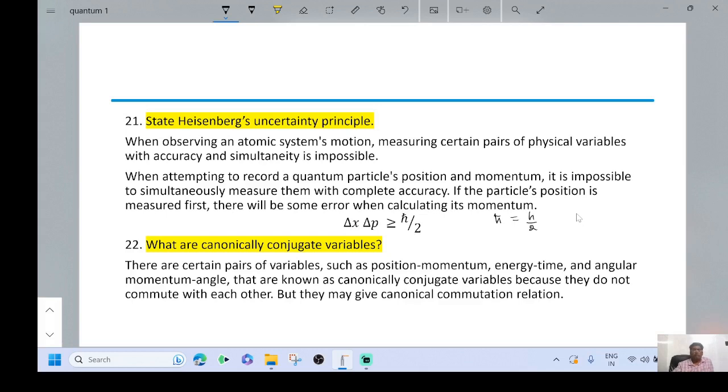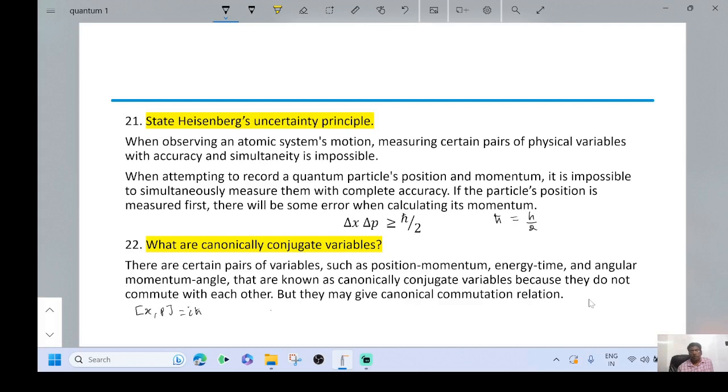What are canonically conjugate variables? There are certain pairs of variables such as position and momentum, energy and time, and angular momentum and angle that are known as canonically conjugate variables because they do not commute with each other, but they give a canonical commutation relation. We know that the value of the commutator x comma p equal to i h cross.